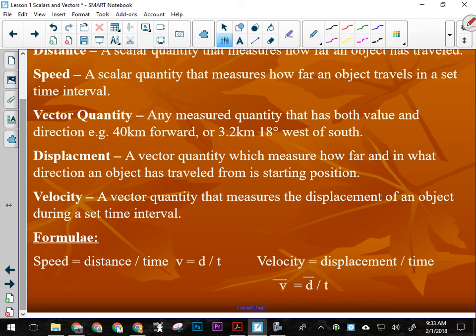All right. So vector quantities: any measured quantity that has both value and direction. So 40 kilometers forward, 3.2 kilometers at 18 degrees west of south, 400 newtons west. It's always going to be something with a direction on it.